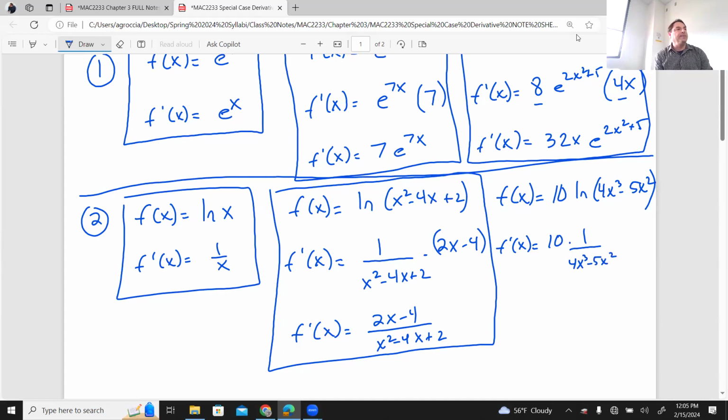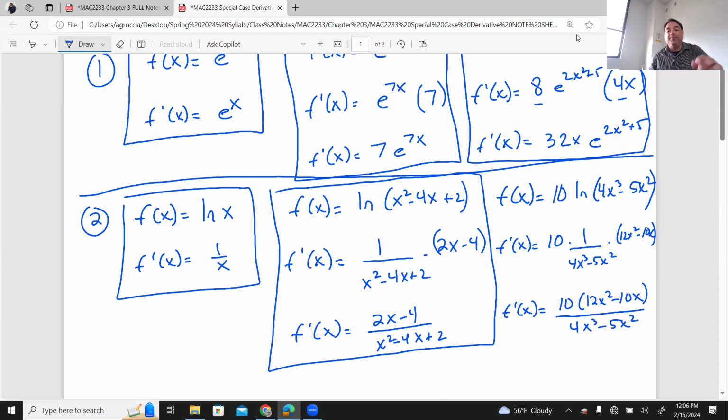So just pause there a second. The number in front stays in front. 1 over the original times the derivative of whatever is inside there, and that would be 12x squared minus 10x. I know I squeezed that in there, but I'll rewrite a little bit nicer below. So on top, we have 10 times 1, which is 10, times that 12x squared minus 10x over 4x to the third minus 5x squared.